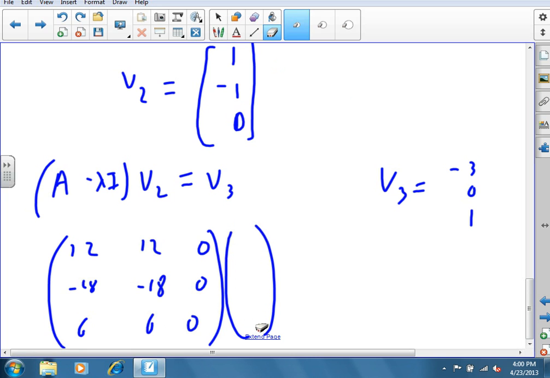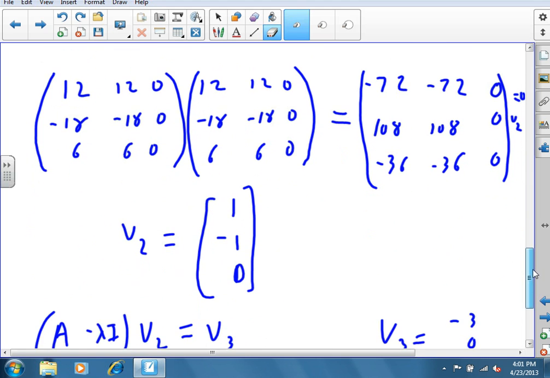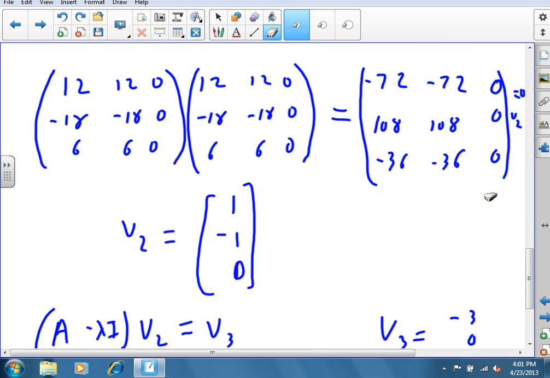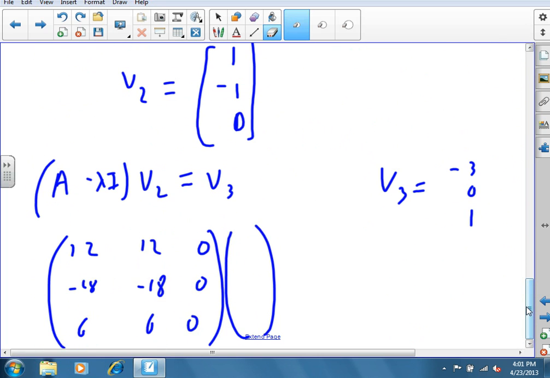Wait a minute. 0, 0, 1. V2, yes, V2 could be 0, 0, 1. But if V2 is 0, 0, 1, then this would still be trivial. So V2 can't be 0, 0, 1 either.